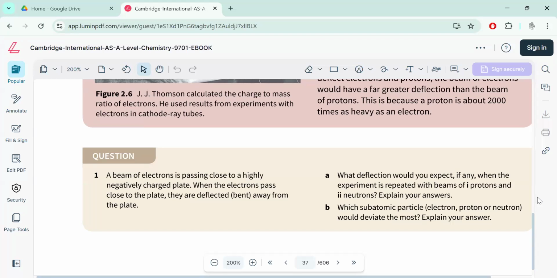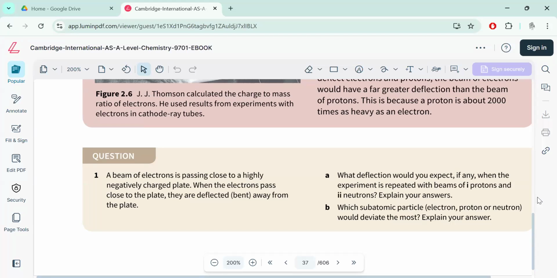And now for neutrons. As we all know, neutrons have no charge. They are neutral, so we can expect that they will experience no deflection when they pass the negatively charged plate. Since they're neutral, they're not going to be repelled by the electric field, and they're not going to be attracted either. So the answer is no deflection for the neutrons.